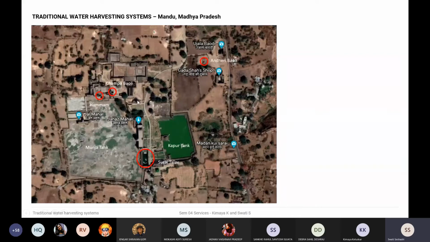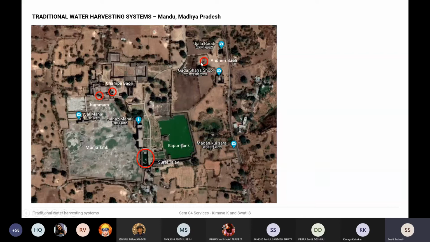There is the Kapoor tank towards the right, which is to the east. Then there is the Munja tank to the left. It's not essentially a tank; it's basically to collect the monsoon rainwater and to celebrate it. It's not something supplied to the structure for any use.